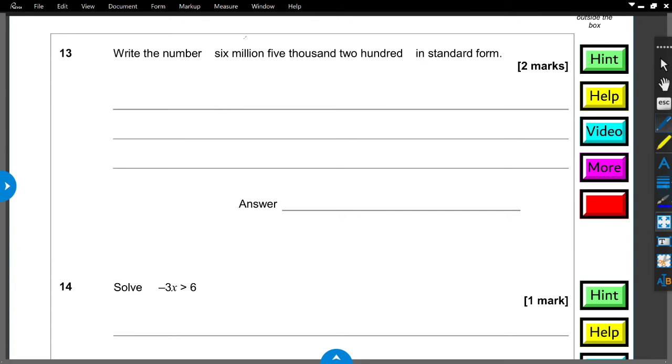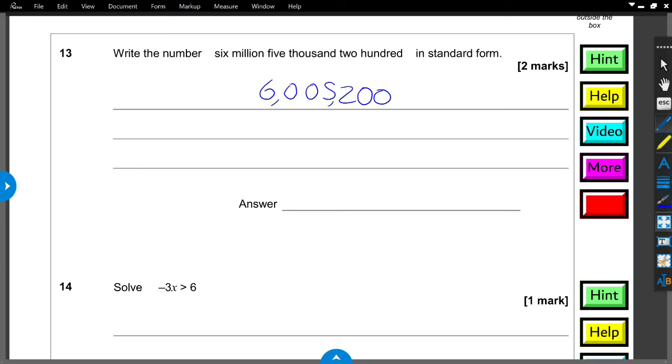The first thing I try to do here is think about what it is in ordinary form. The easiest way is actually writing it backwards, so starting with the 200, then adding on 5,000, adding on 6 million. So 6 million is going to be over here.